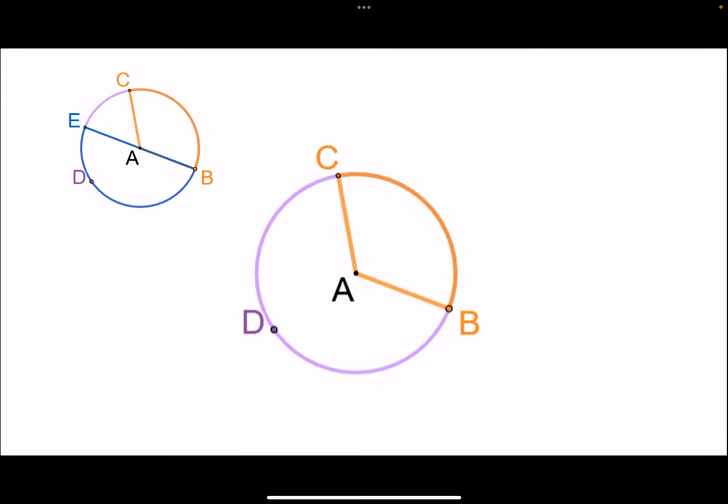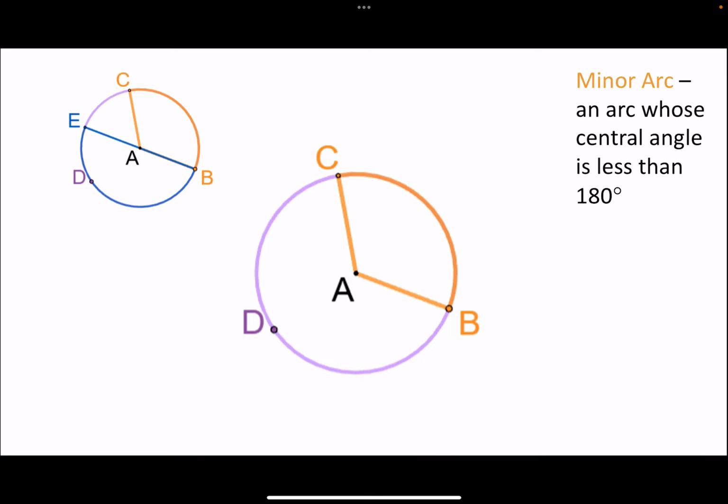So next we need to talk about what it means to be a minor arc, a major arc, and a semicircle. We have the same circle here with different segments inside. The larger circle, circle A, has an orangish color area, and that arc between C and B around the outside of the circle is called a minor arc. The reason it's called a minor arc is because its central angle is less than 180 degrees. So it's less than a straight line. So we call that a minor arc.